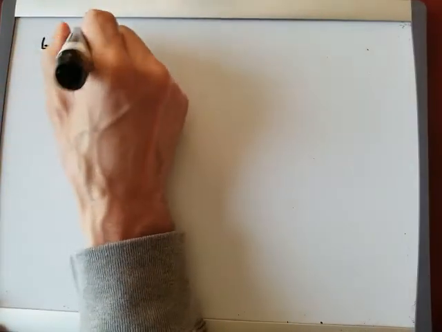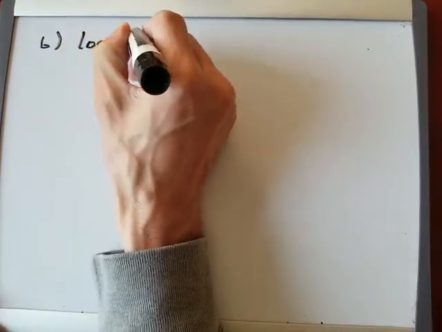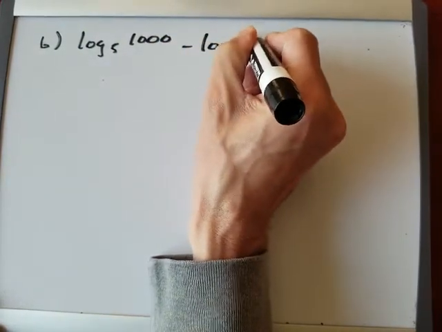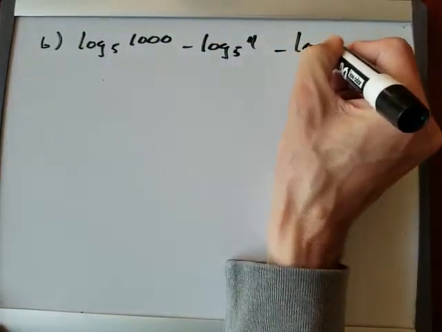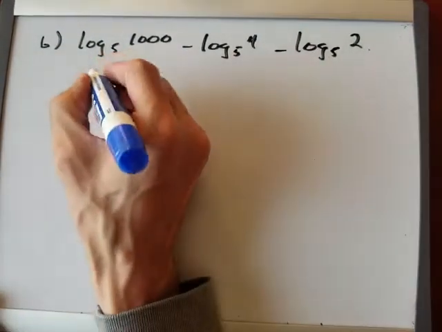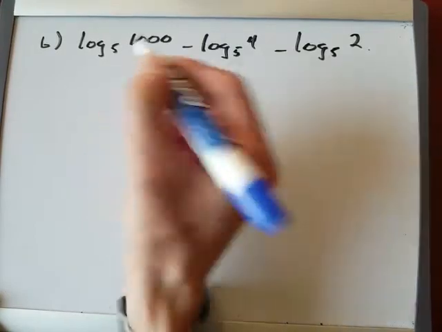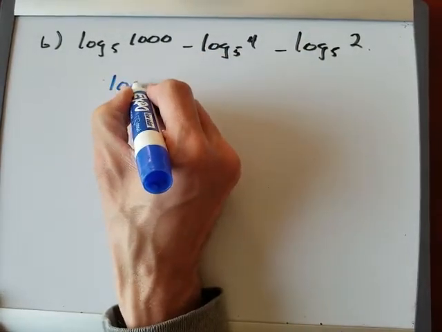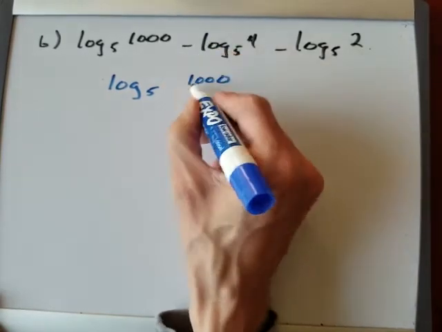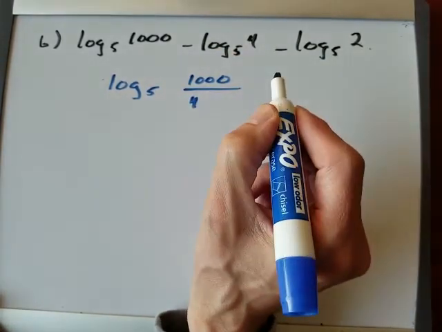So for our second example, we have log with a base of 5, 1,000 minus log, base 5, of 4, and then another minus a log, base 5, of 2. You'll start to feel a little bit more comfortable, and there's something that you need to see out of the logarithm setup. So first of all, we have a log base 5, and a subtract means we can do a division. We can put the 4 here.